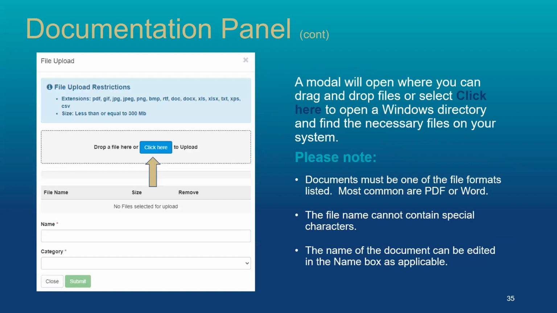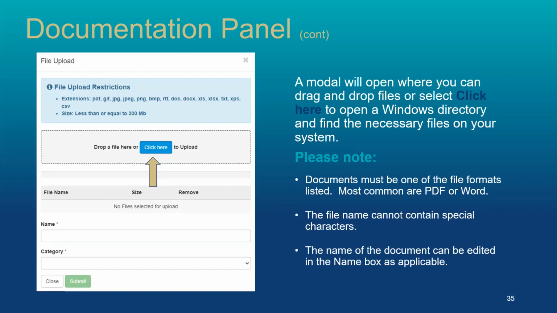And at that point, a panel or a module will pop up. This is where you can either drag and drop files. So if you already have them on your desktop or on your computer, you can drag and drop them into that section. Or you can click here and it'll open up a Windows directory, and then you can go find where the file is saved on your system and upload it that way.